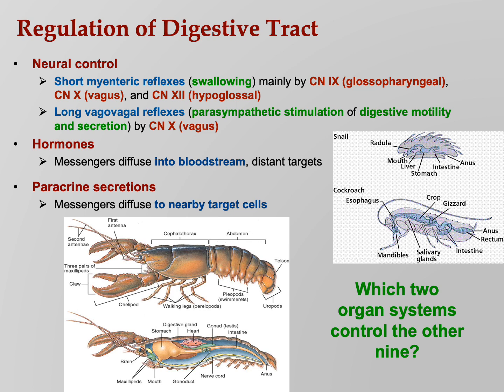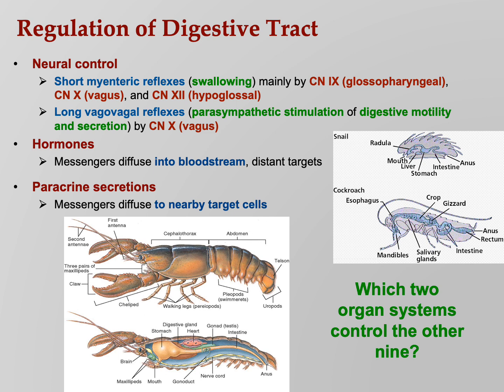Hormones get into the bloodstream. They go to distant targets. Paracrines are the third form of communication. Remember, those are just little things that go cell to cell, like all the cytokines and the interleukins we've been talking about during the immune system. Those are examples of paracrines. There are lots of different paracrines. So basically, in the digestive tract, we have both local and long distance control from the nervous system, from the endocrine system, and local cells.